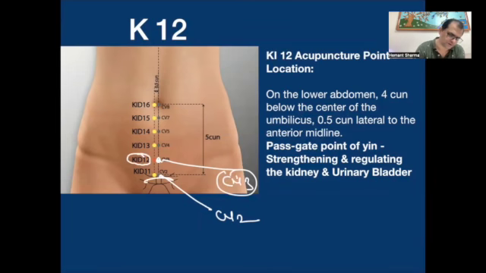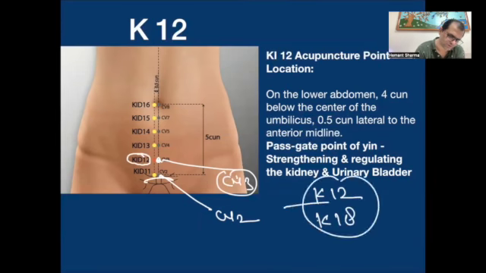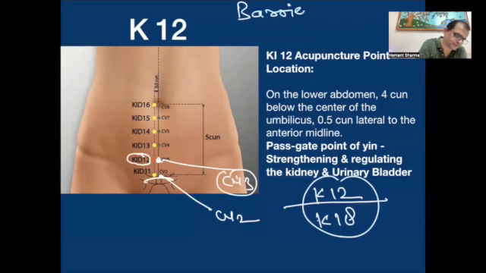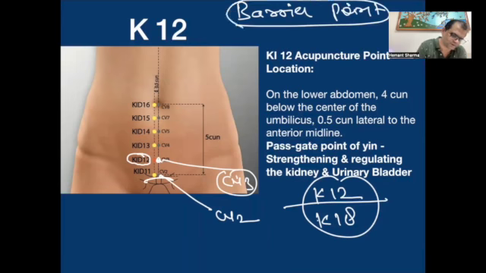Now remember one thing, kidney 12 or kidney 18, we are going to discuss 2 points. Both are barrier point. दोनों की दोनों barrier point है. चाहे kidney 12 की बात करें या kidney 18 की बात करें, दोनों के दोनों barrier point है और दोनों kidney meridian, right?